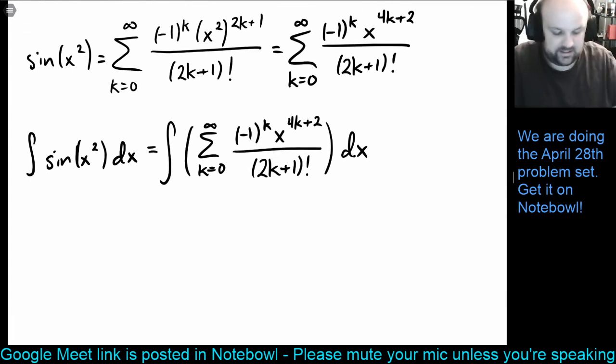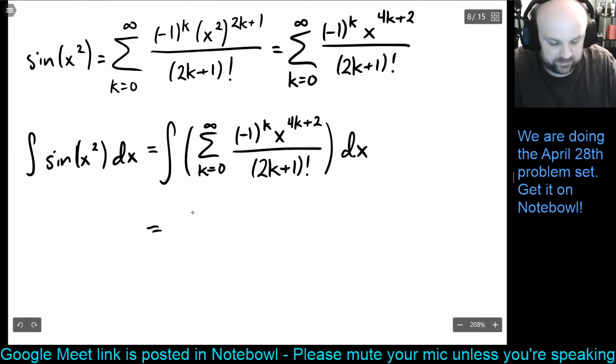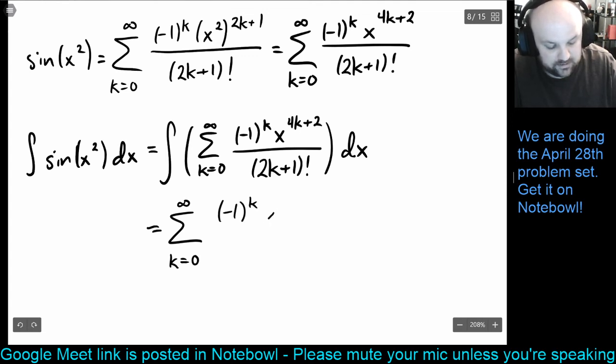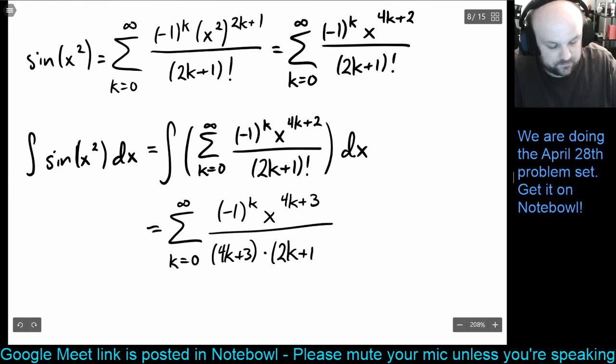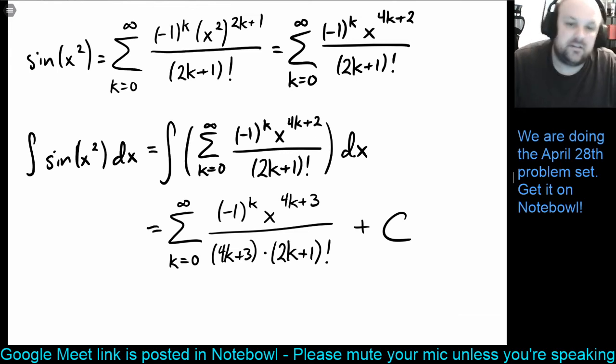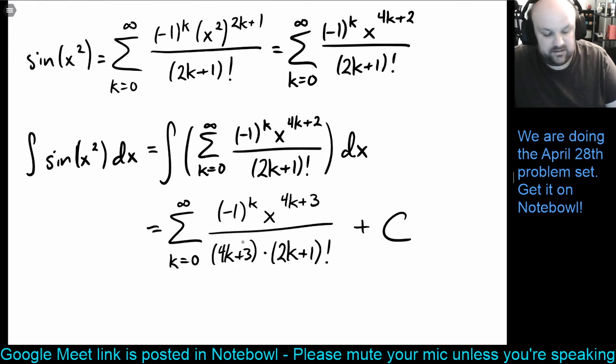Right, so let's integrate this. Remember, when we're doing an integral, we can just integrate term by term. So the sum from 0 to infinity. Integrate this, we get -1 to the k. X to the 4k is going to be plus 3 here. Now we need to divide by 4k plus 3. And that's going to be times this factorial. And then plus c. And there you go. That's that. Right? So whatever this is, it's the antiderivative of sine of x squared.